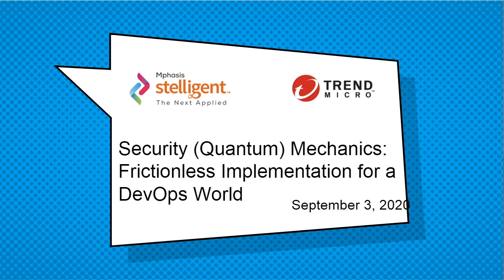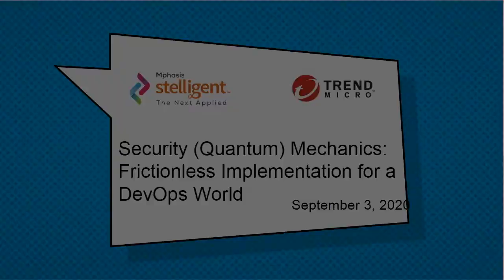So for this presentation, the title is essentially security mechanics and frictionless implementation for a DevOps world. There's a reason why that quantum is in there, and we'll talk about that in the future as well. We're focusing on how to make security and DevOps work nicely together, in terms of both process and tooling that you might use within these types of environments. Then we'll follow that up with how to create a frictionless environment for integrating security with a DevOps pipeline. There'll be a demo at the end, which will give you an idea of how this is actually put into action.